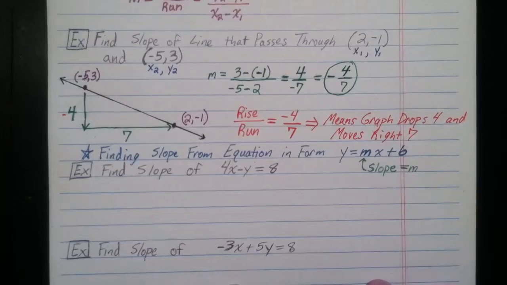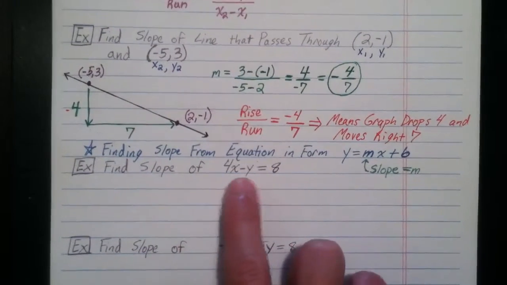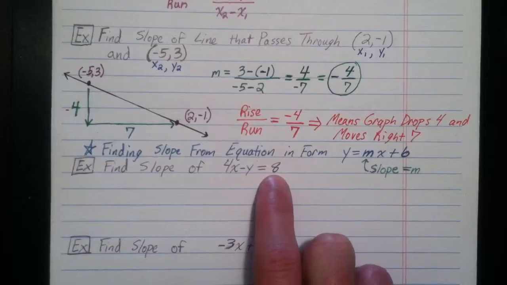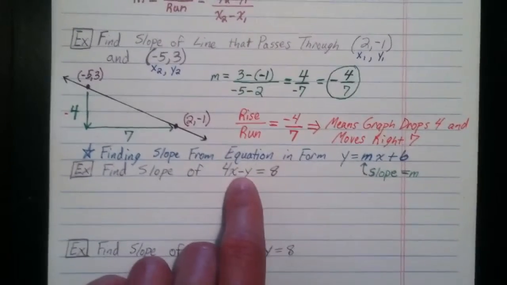X's coefficient. So if you're asked to find the slope of the equation, 4x minus y equals 8, well, we don't have this equation in the form we want yet.